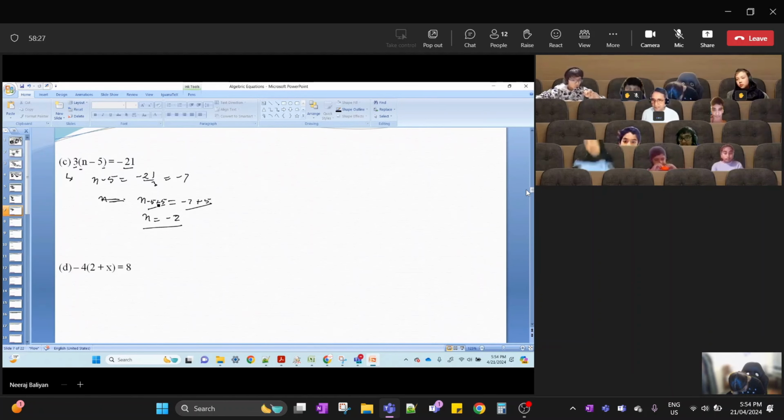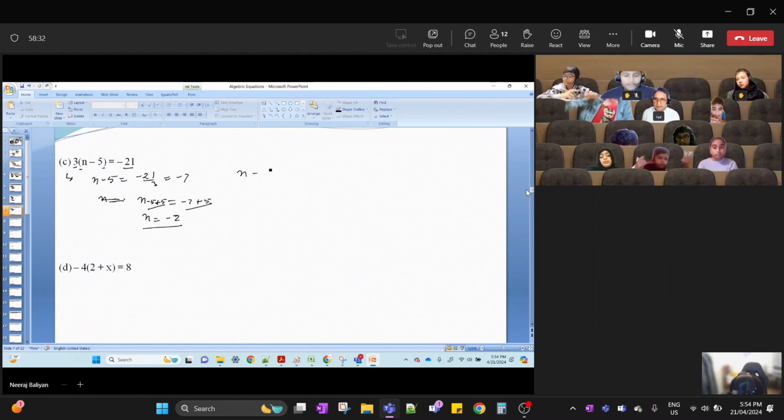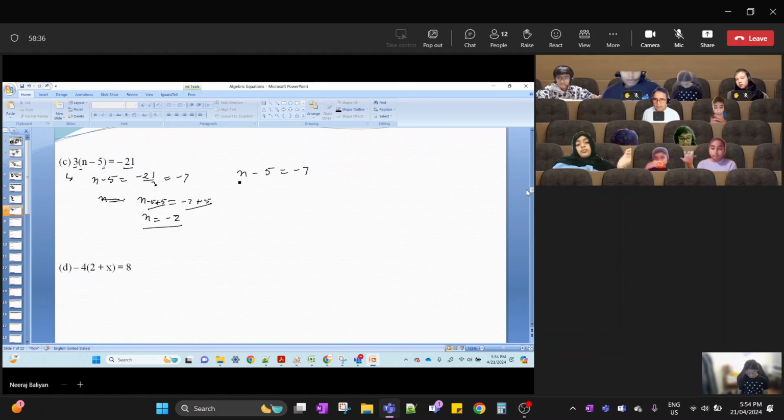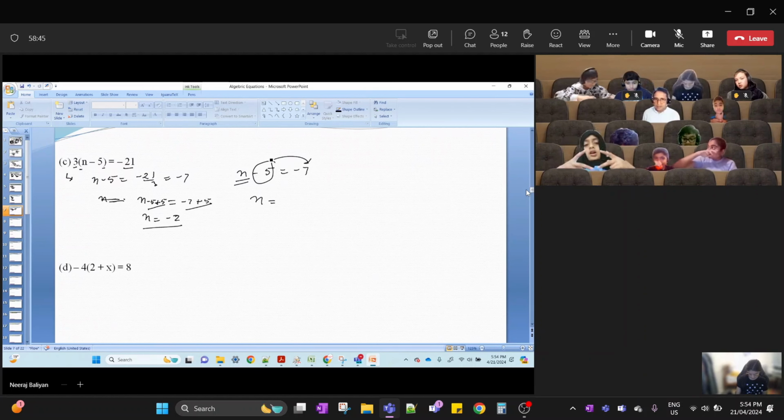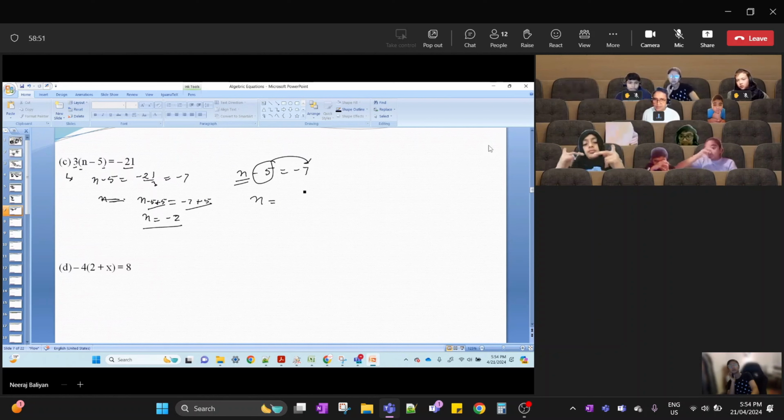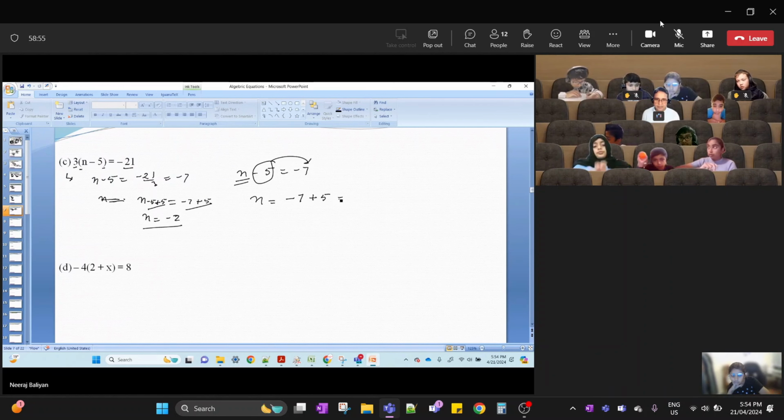it will be cumbersome to add this kind of thing. What you can do is you have this equation n minus 5 is equal to minus 7. Keep the variable alone on the left hand side and move everything else to the other side. So when you keep n alone and move minus 5 to the right hand side, this minus number will become a plus number, a positive number. So what will you have on the right hand side? Minus 7 plus 5 is equal to minus 2.